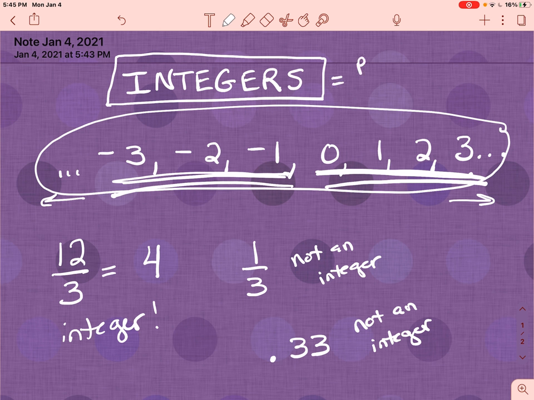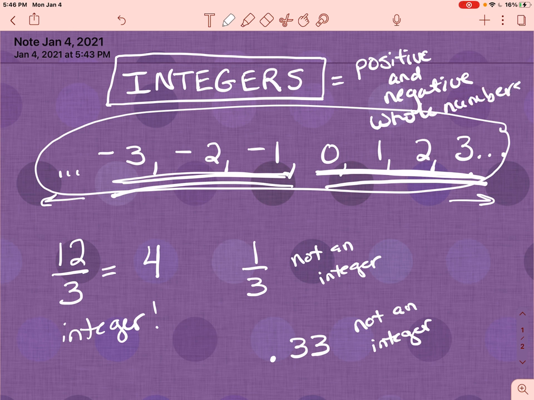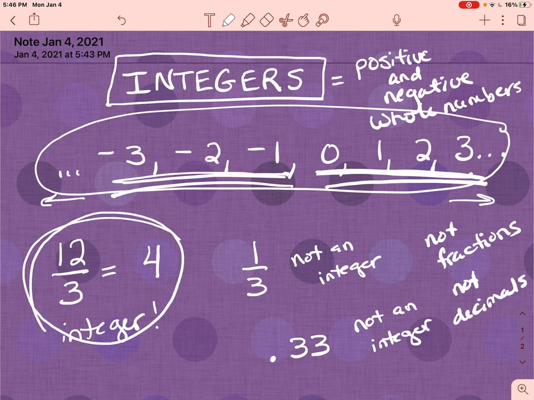Integers. Positive and negative whole numbers. Not fractions and not decimals, unless we can simplify them.